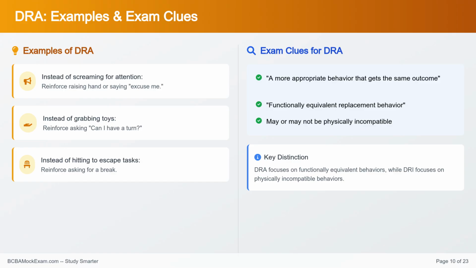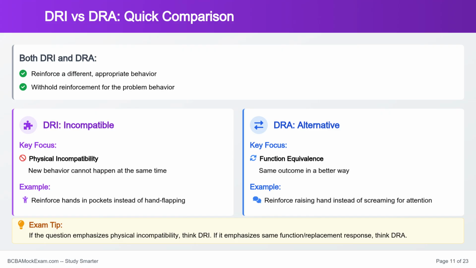Use DRA when the learner needs a communication or social replacement skill. Because you're teaching an appropriate alternative that still meets the learner's needs, you get behavior change that actually lasts, not just quick suppression. DRI versus DRA. Quick comparison on this slide, we're cleaning up one of the most common BCBA exam confusions, DRI versus DRA.